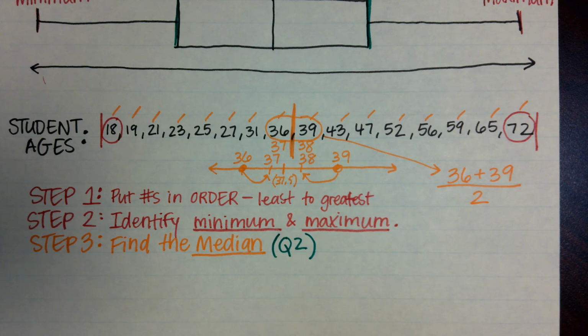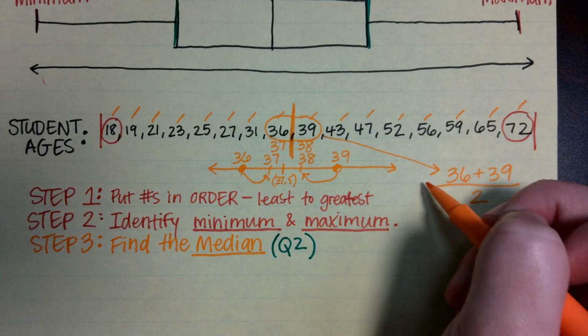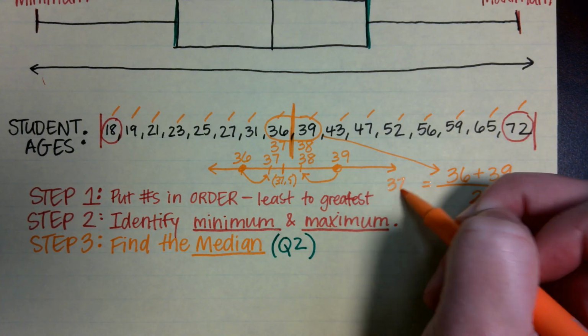You should get 37.5. You guys get that? Yeah. Good.